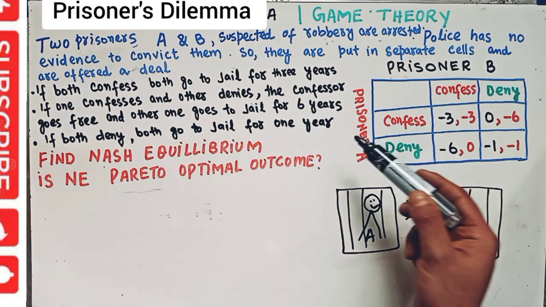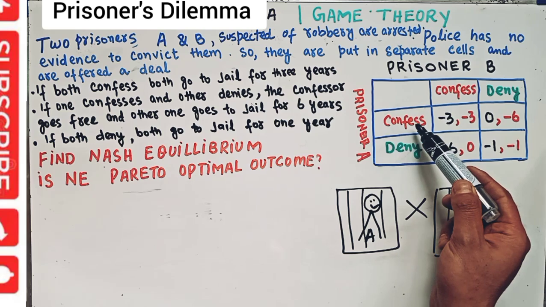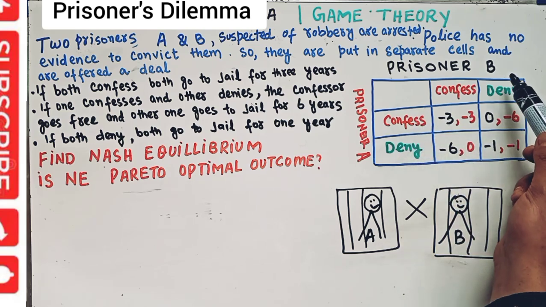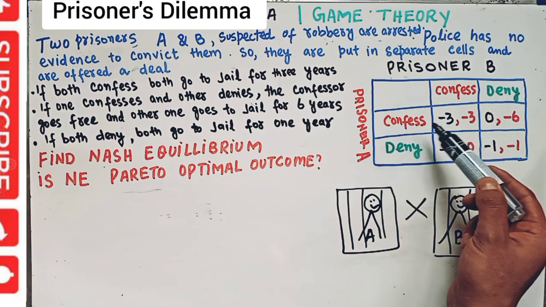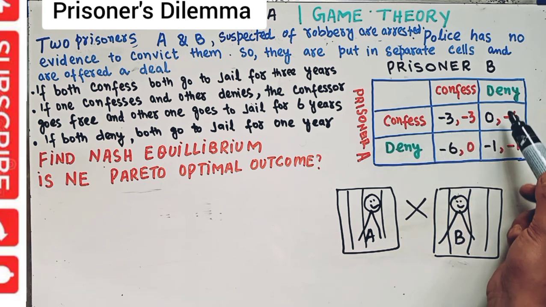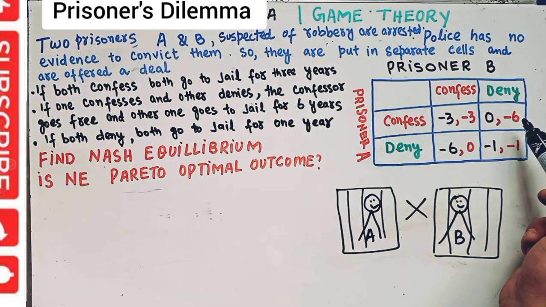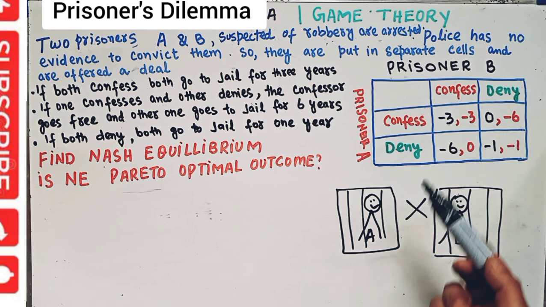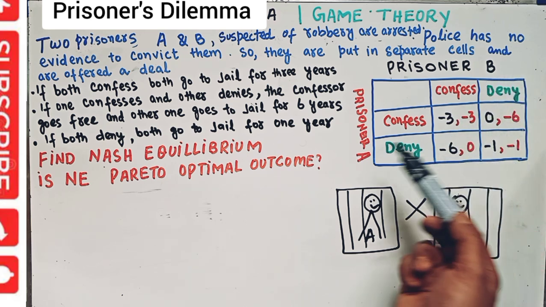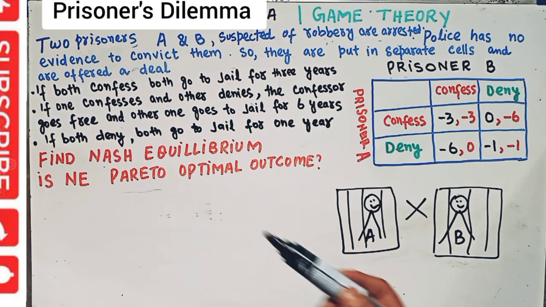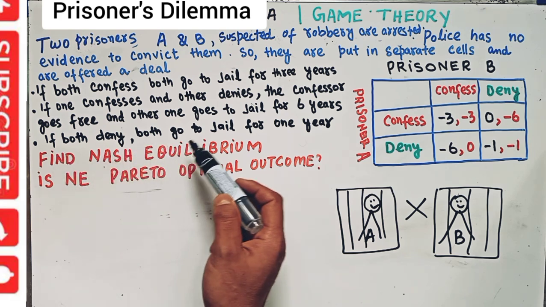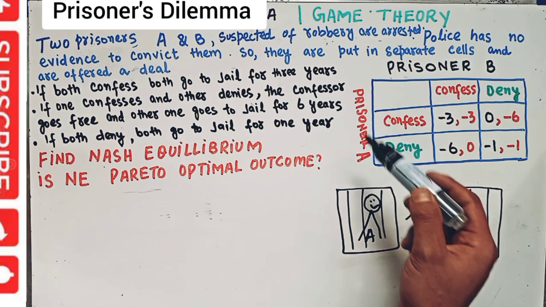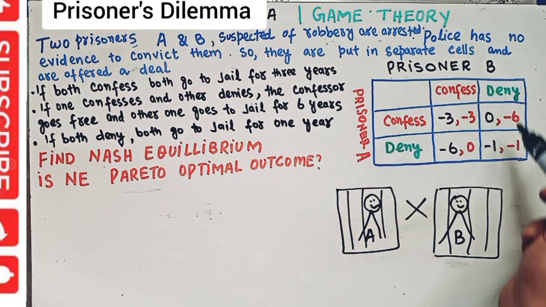If one confesses, let us say person A confesses, and prisoner B denies, in this case prisoner A will go free and person B will get a sentence of 6 years. The same is true for prisoner B if he confesses and prisoner A denies. If both deny, both go to jail for 1 year.